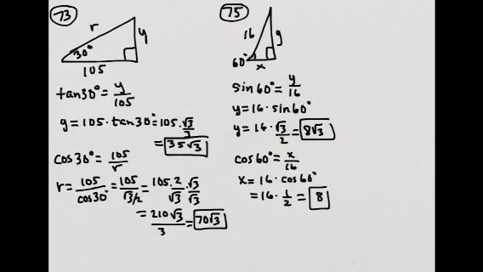For x, we're going to use cosine. So cosine of 60 is adjacent over hypotenuse, so x over 16. Multiply by 16 on both sides, so you get x equals 16 times cosine 60. And cosine of 60 is 1/2. So a half times 16 is 8.